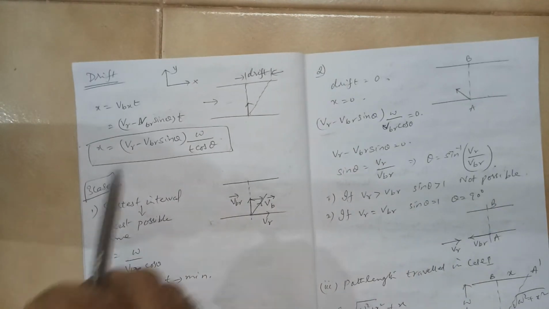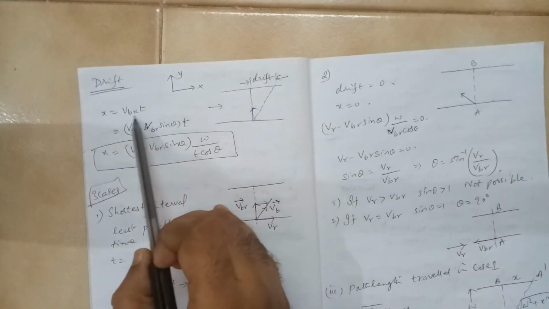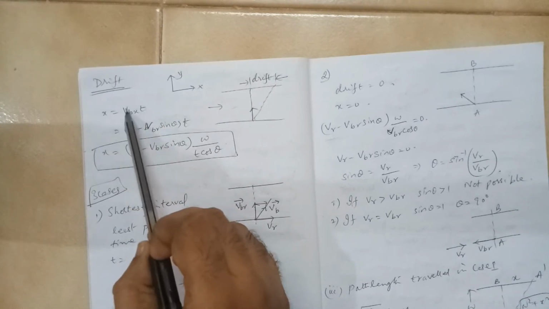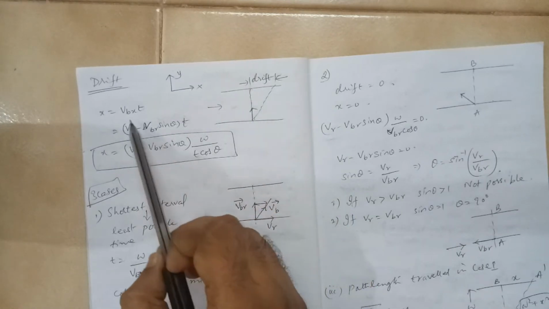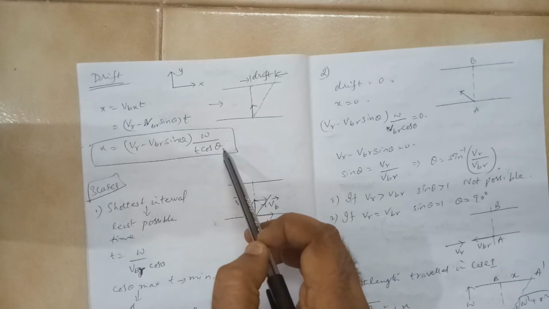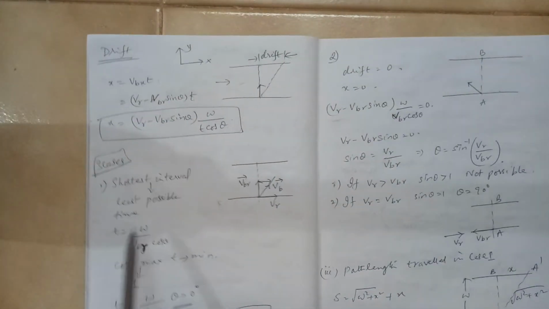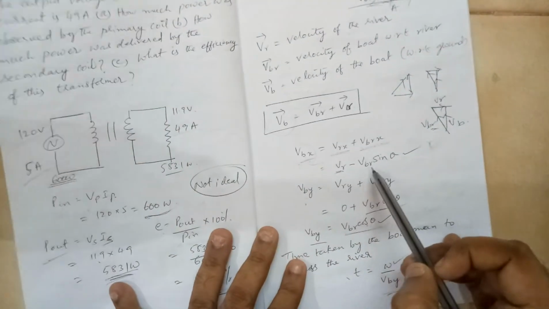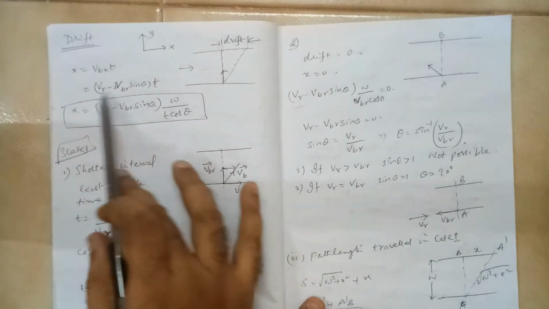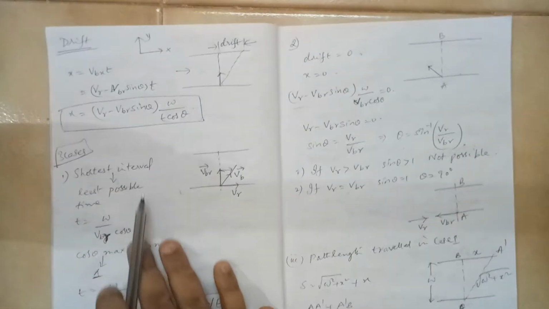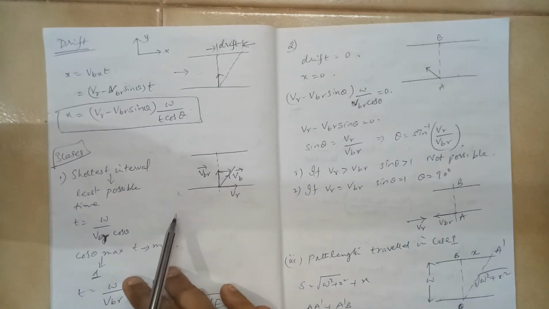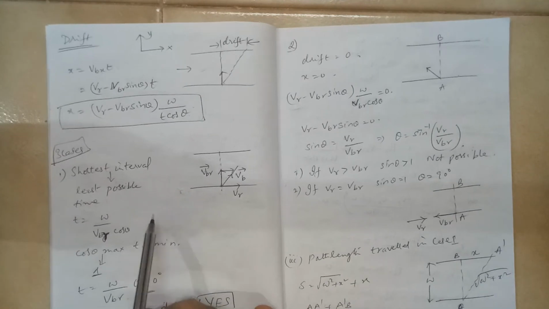So drift, how do you calculate? It is in the x direction. So distance is equal to velocity into time, speed into time. You have to take the x component, VBX into t. T we have just derived, it is W by VBR cos theta. And VBX, that we have done earlier. VBX is this. So you get this expression for x. Now looking at this, you will have three scenarios. We will study each scenario one by one.